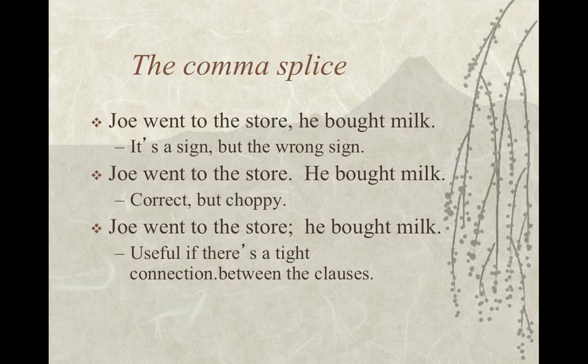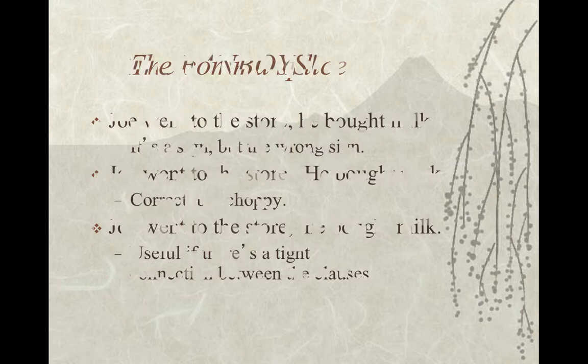So a semicolon is useful if there's a tight connection between the clauses. Like "Stephen Douglas won the debates, semicolon, Abraham Lincoln won the election." Okay, that's ironic, so I might want to put those together with a semicolon. I probably wouldn't do that here, although it would be grammatically correct.